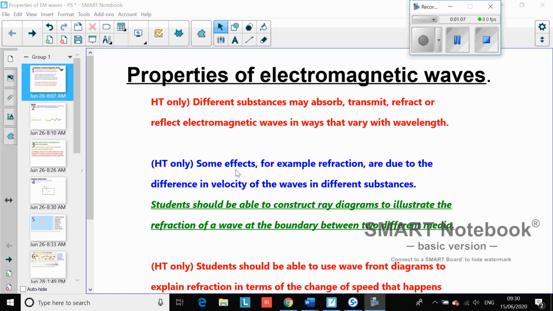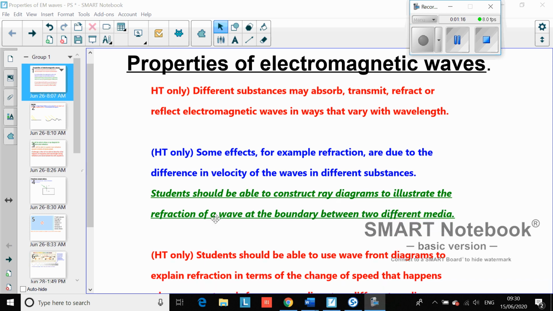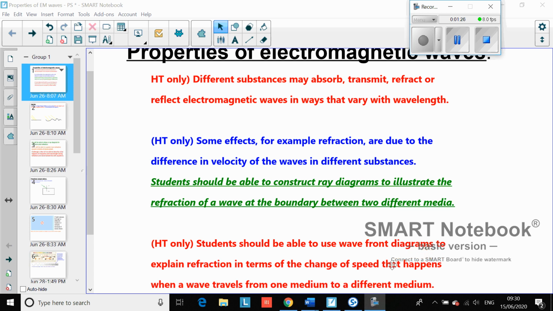Some of the effects, for example, refraction, are due to difference in velocity of the waves in different substances. So you should be able to construct a ray diagram to illustrate the refraction of a wave at the boundary between two different media. I'm going to show you how that works in a moment. And then you should be able to use wavefront diagrams to explain refraction in terms of change of speed that happens when a wave travels from one medium to a different medium. Quite a lot there.